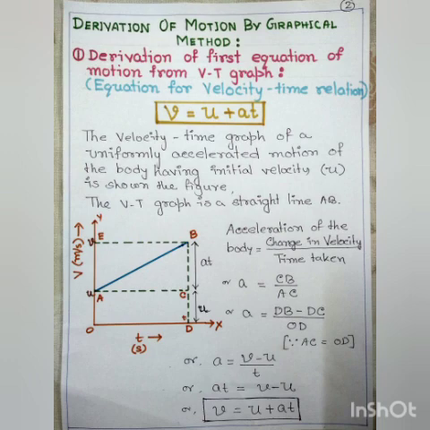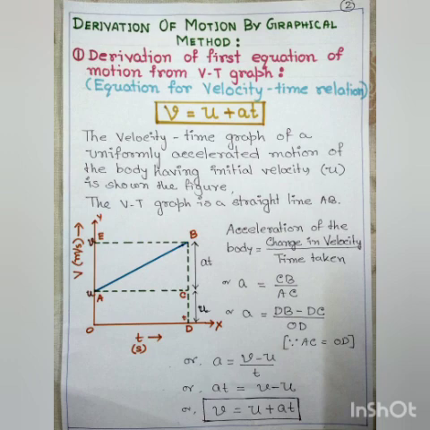Now let us start our today's first topic, that is derivation of the first equation of motion from the VT graph. This equation is also known as the equation for velocity time relation. Remember this. The first equation is also known as velocity time relation. And the first equation is V equals U plus AT. Now our target is to derive the equation from the graph.